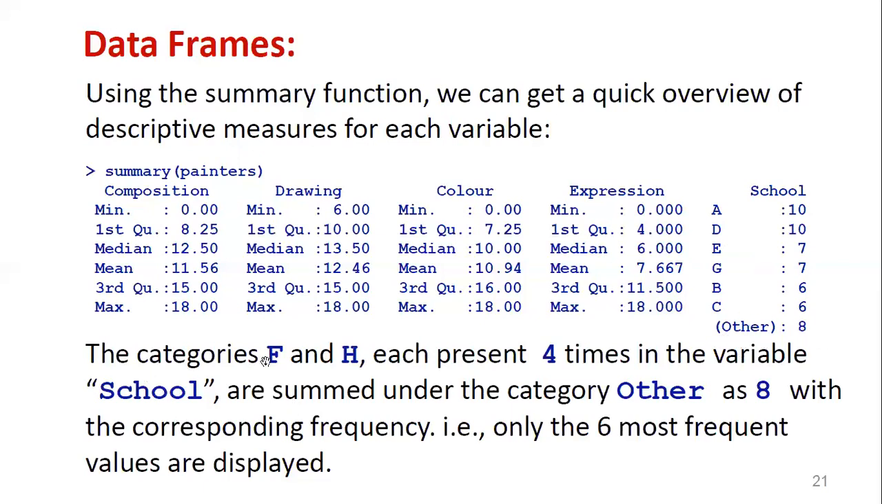Here you can see the categories F and H, each present 4 times in the variable school, are summed under the category others as 8. That is 4 plus 4, 8, with the corresponding frequency. That is, only the 6 most frequent values are displayed. So the minimum frequency is 6, 6, 7, 8, 10. So less than 6, that is E, F and H repeated 4 times each, those are grouped and stored under the category others. That is 4 plus 4, 8. These are automatically done by using the summary function.